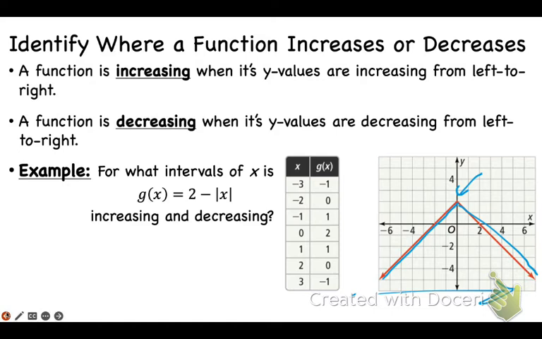It's decreasing if they're decreasing. That's it. Look at the graph. Are we going up or down? But it is always from what direction to what direction? Left to right. That's why when we did the intervals of positive and negative, I went from what direction? Left to right. We do everything left to right on a graph.